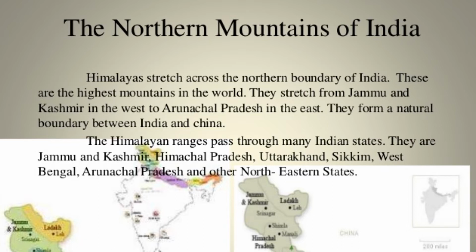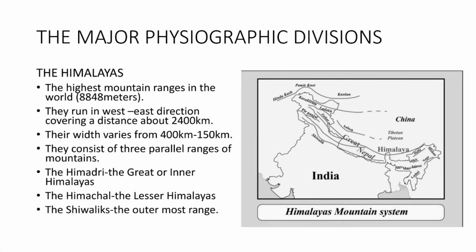You know, children, what is the distance of the Himalaya? It covers a distance of about 2,400 kilometers, and its width varies between 400 kilometers and 150 kilometers. That means at Kashmir it is 400 kilometers, whereas at Arunachal Pradesh it is 150 kilometers. And there is an altitudinal variation all over the Himalayas.